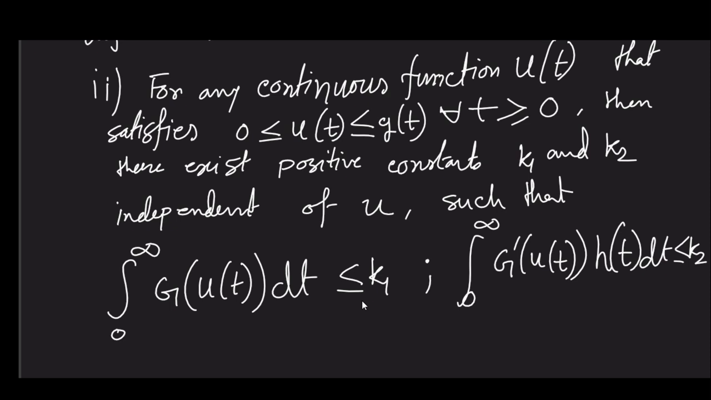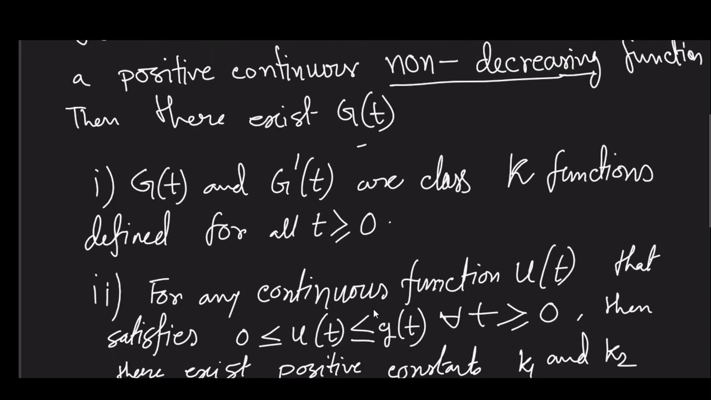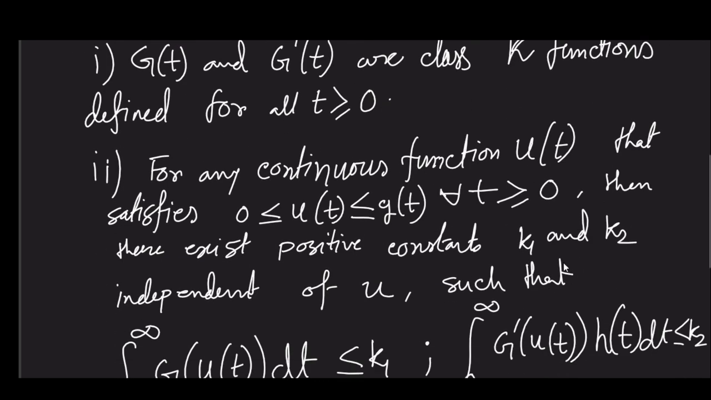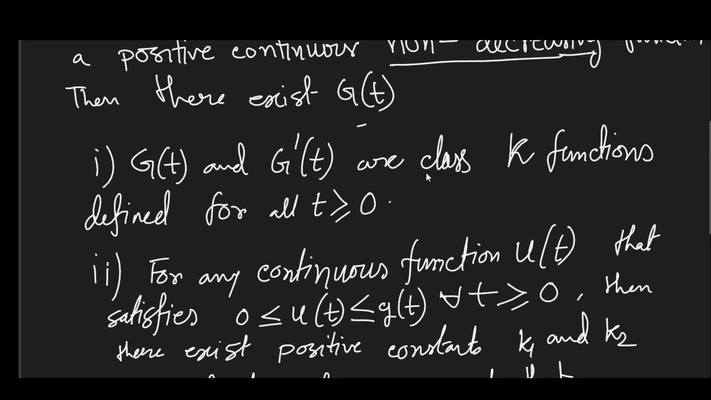Once again, what is u t? u t is a function that is bounded, of course, upper bounded by g t and lower bounded by 0. u t cannot be negative, from the statement. And we are having g and g dash t, they are class K functions. So what are class K functions? Class K functions, we know that they have a tendency to tend to infinity if you allow their argument to grow. So it is clear that if the function is class K, g t and g dash t both are class K functions.